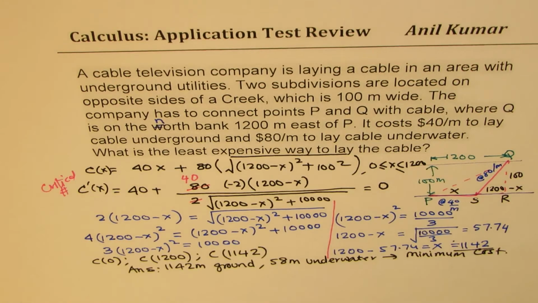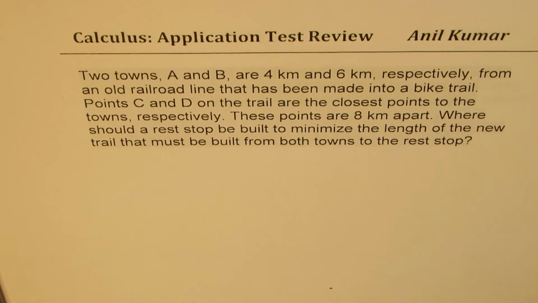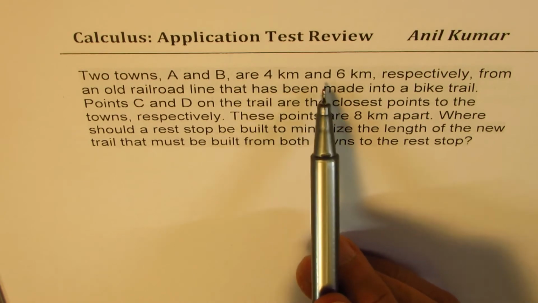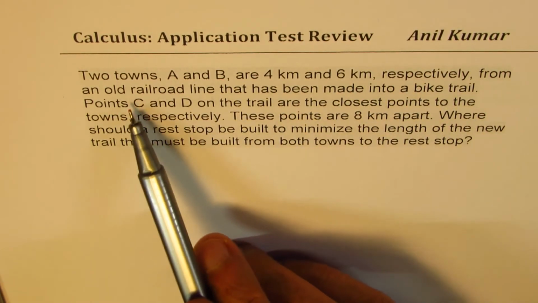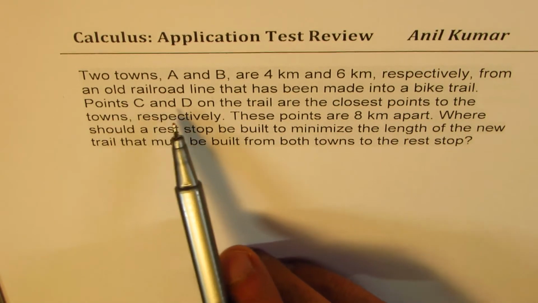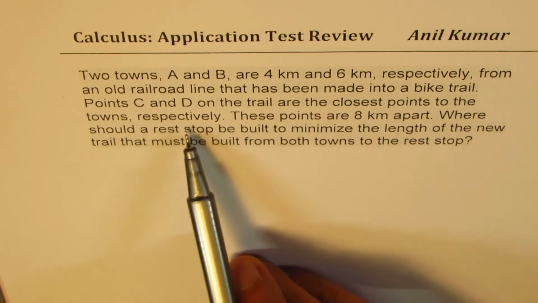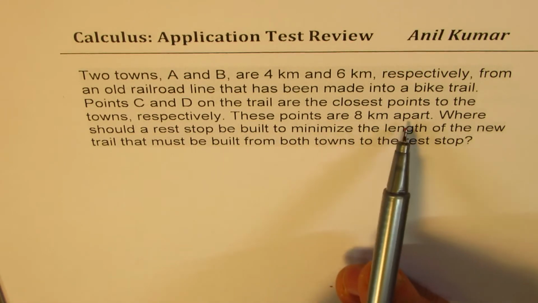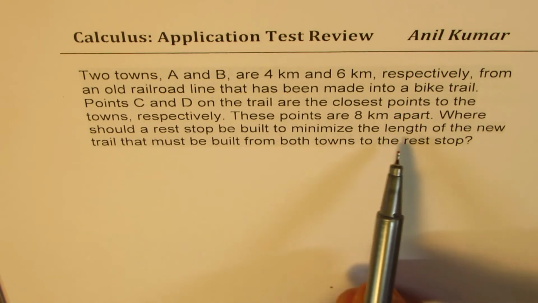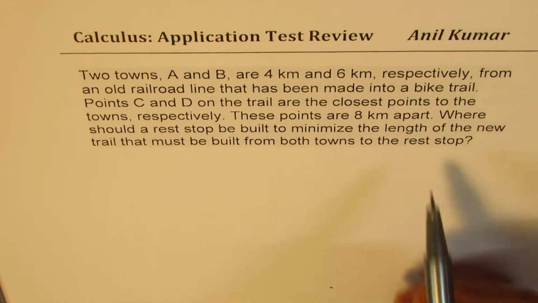So let's move on and do the next question of this exam review. Here is a very important question from a test point of view. The question is, two towns A and B are 4 kilometers and 6 kilometers respectively from an old railroad line that has been made into a bike trail. Points C and D on the trail are the closest points to the towns respectively. These points are 8 kilometers apart. Where should a rest stop be built to minimize the length of the new trail that must be built from both towns to the rest stop?